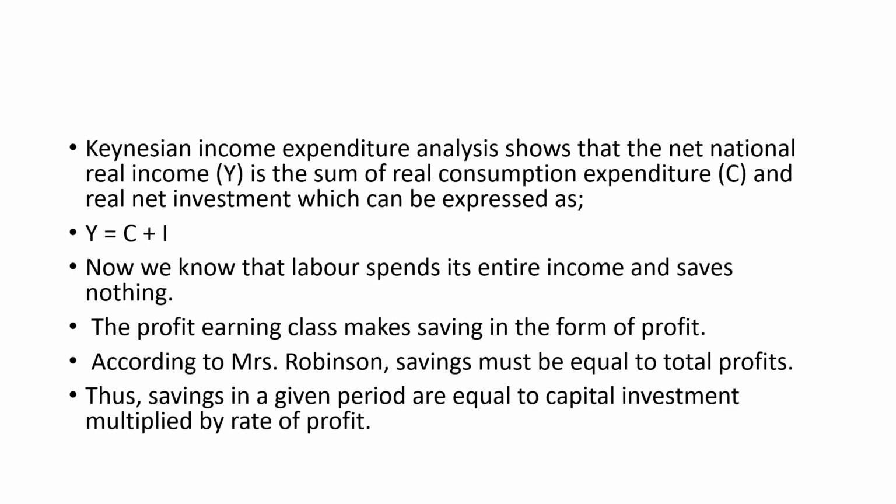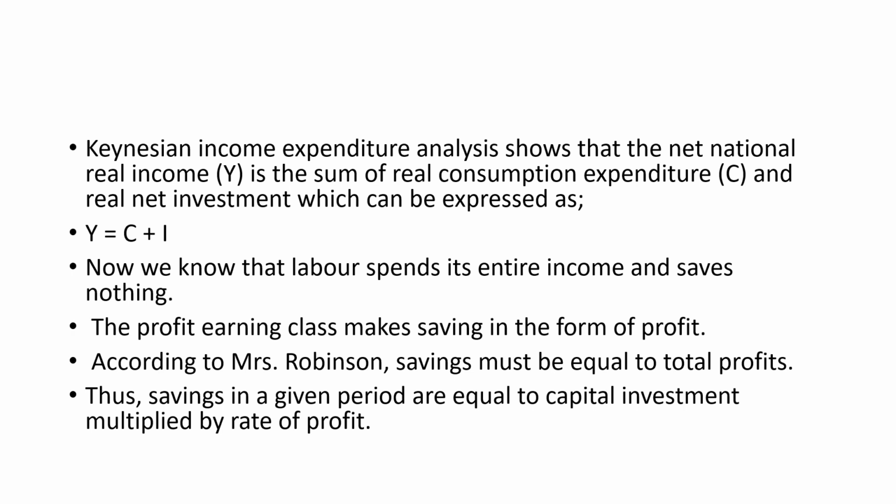Now, the Keynesian income-expenditure analysis shows that the net national and real income is the sum of real consumption expenditure and net investment, which can be expressed as Y = C + I. This is something you already know. This is a basic equation used in macroeconomics. So labor spends their entire income and saves nothing. This is as per the assumptions.